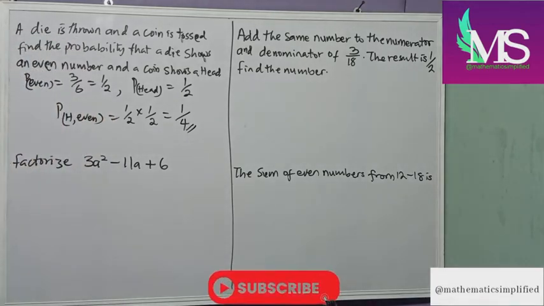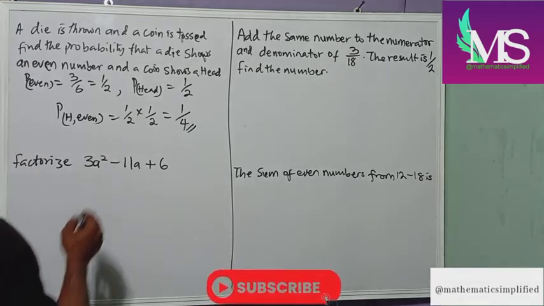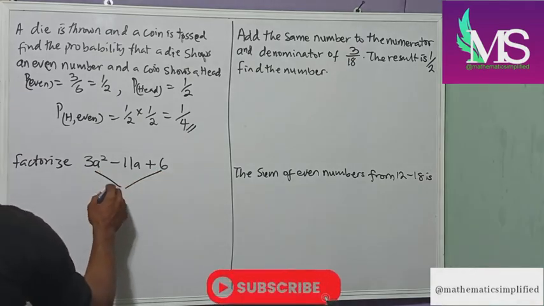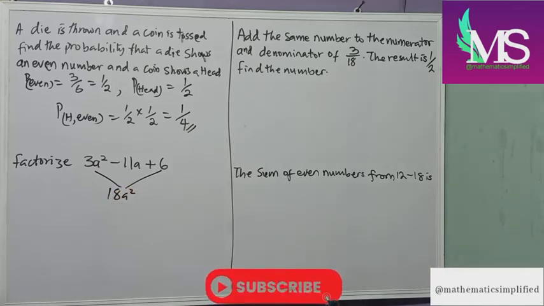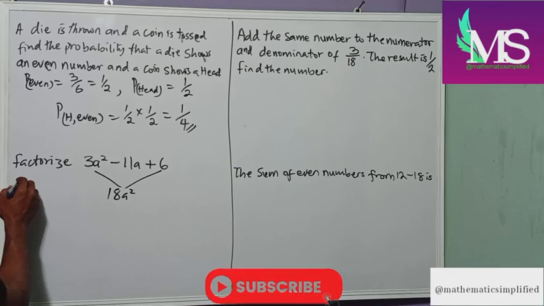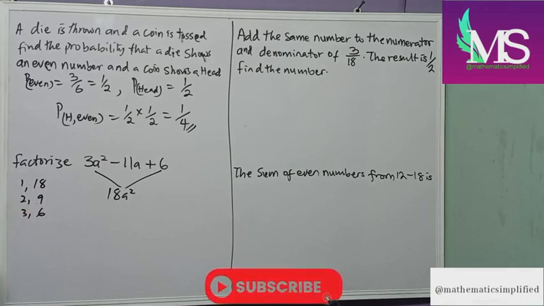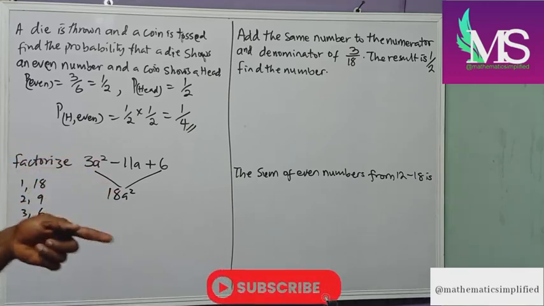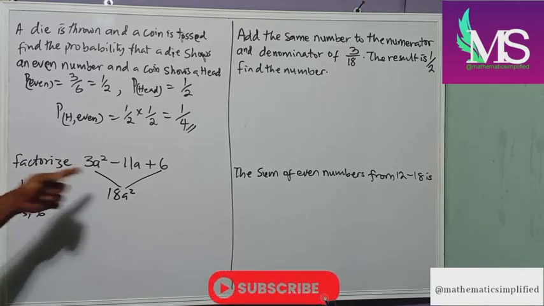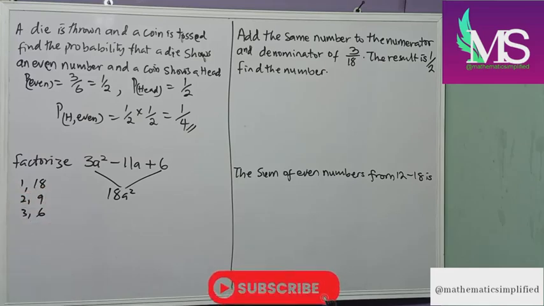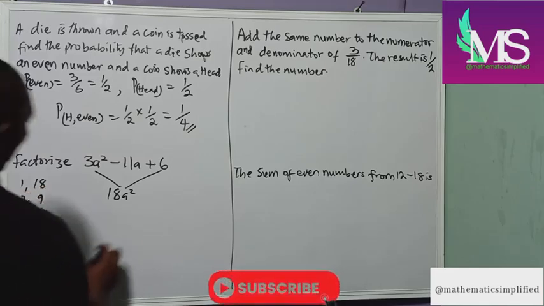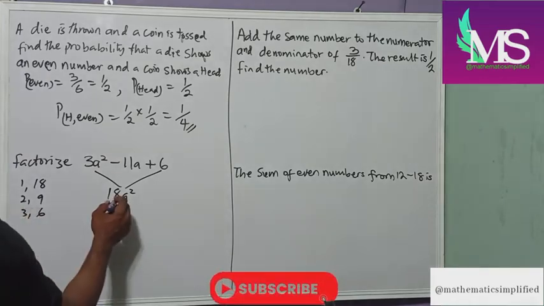Alright, now our next one says factorize 3a squared minus 11a plus 6. In factorizing this, we multiply 3 by 6, which gives us 18a squared. Now, what are the factors of 18 that can give you 11? Let's look at all the factors of 18. We have 1 and 18, 2 and 9, 3 and 6. Now, 3 and 6 will give us 9. 2 and 9 will give us 11. So these are the factors. 1 and 18 will give us 19 or 17, depending.